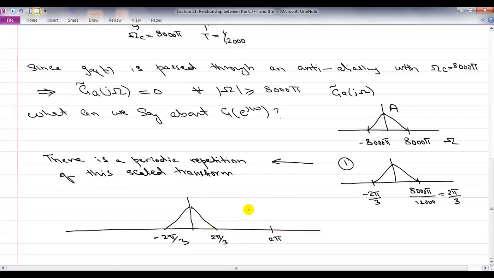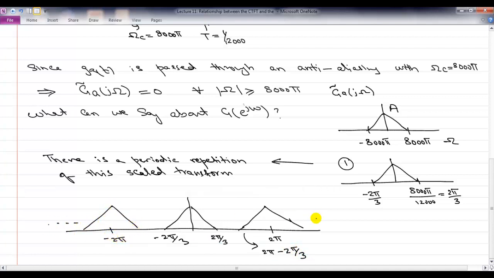Now 2 pi by 3, you can always make sure after you scale this, if the endpoints are within pi and minus pi, you won't have any overlap. So you have this copy here. This point will be 2 pi minus 2 pi by 3. Okay. Similarly, you will have another copy at minus 2 pi, and you will have periodic repetitions. And minus pi is somewhere here, pi is somewhere here.